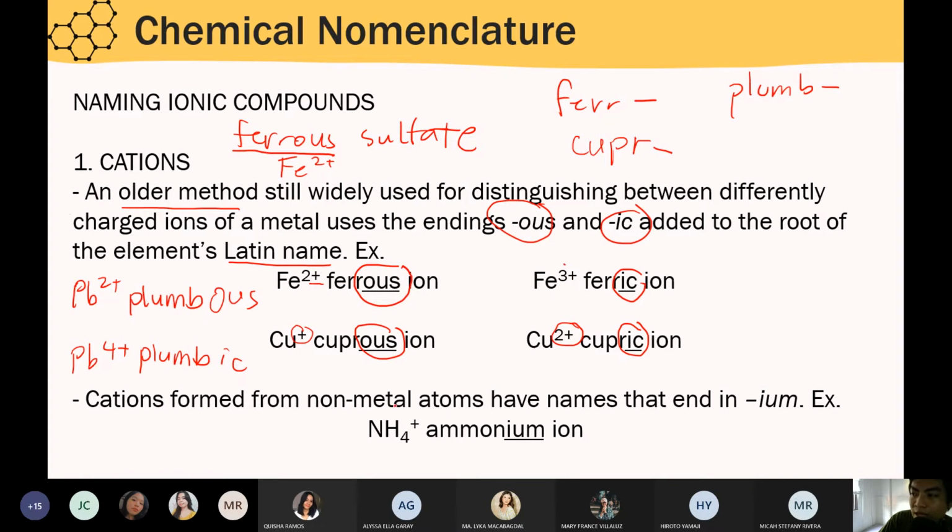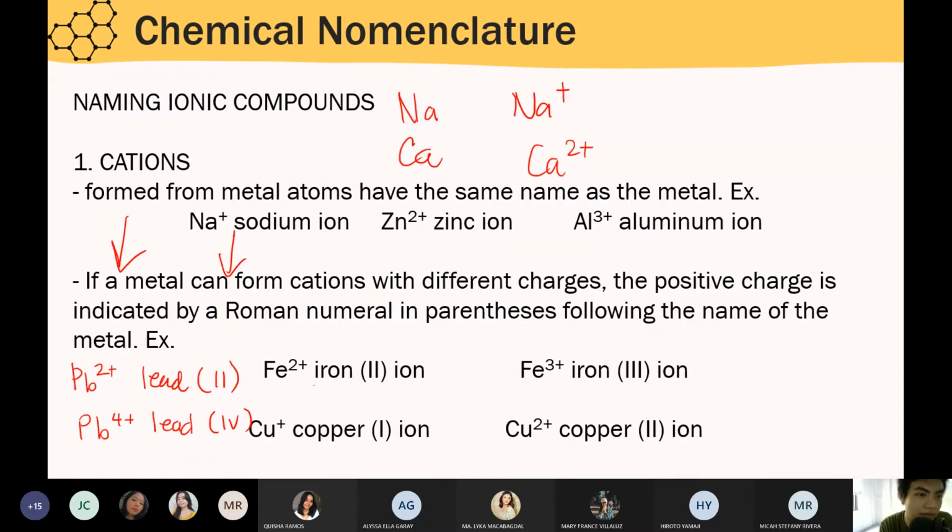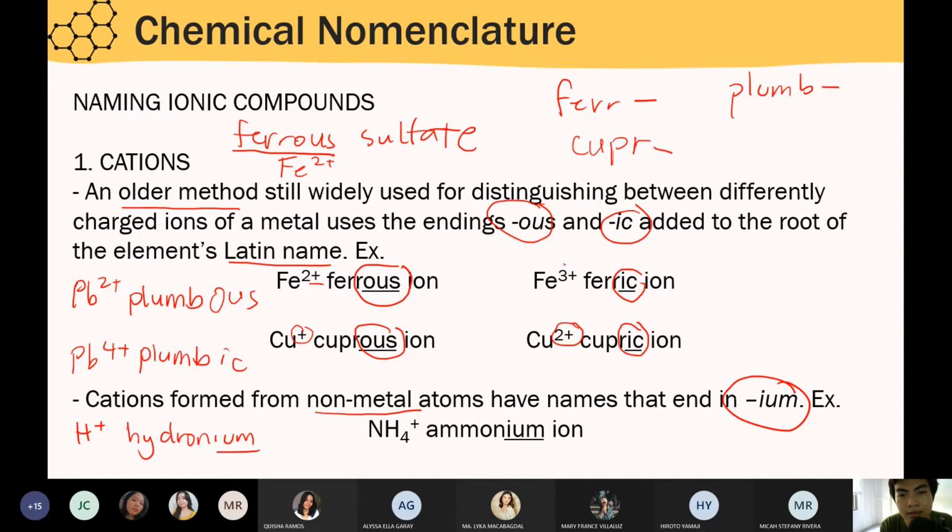And then lastly, we have cations formed from nonmetals, and there are only two of them. We have the H plus and the NH4 plus. H plus is named as hydronium, and NH4 plus is named as ammonium. Take a look that their suffixes are the same. They all end with "-ium." As long as you see an ion that has an "-ium" suffix, that means it is a cation. There are only two, so all you have to do is remember them: hydronium and ammonium. Those are the only two nonmetal cations. However, for metals, those are the rules.